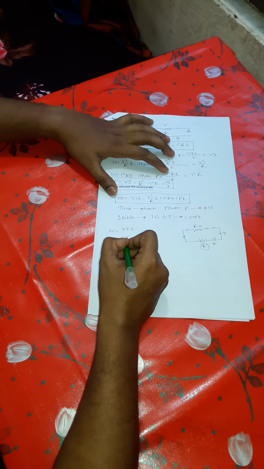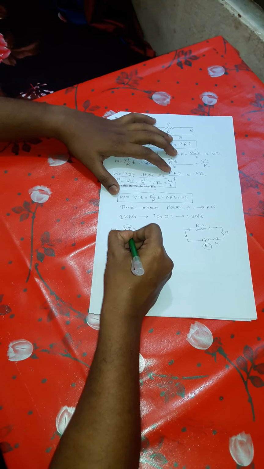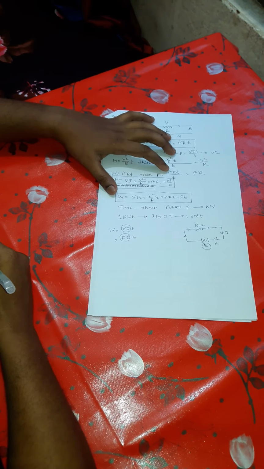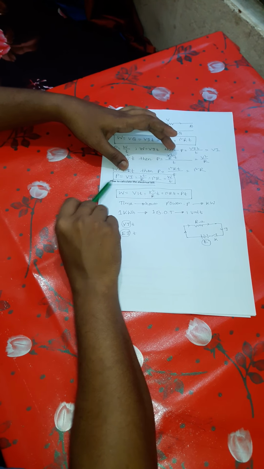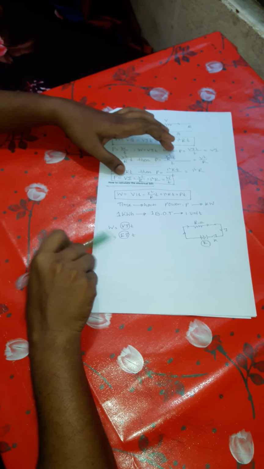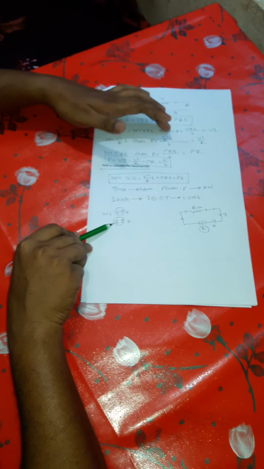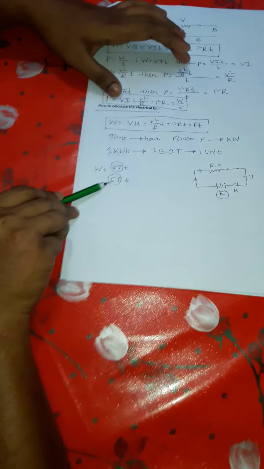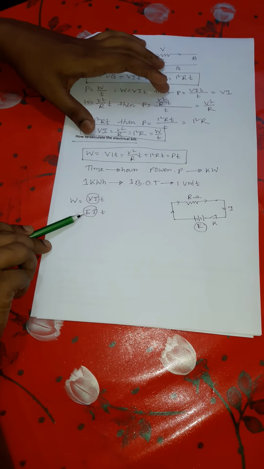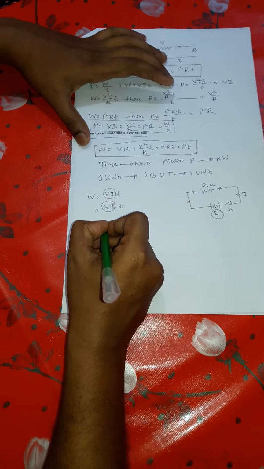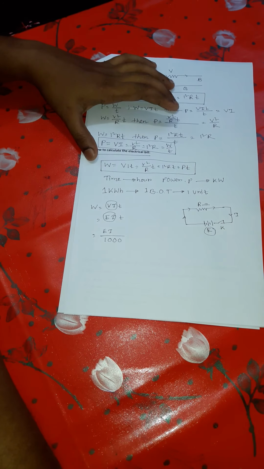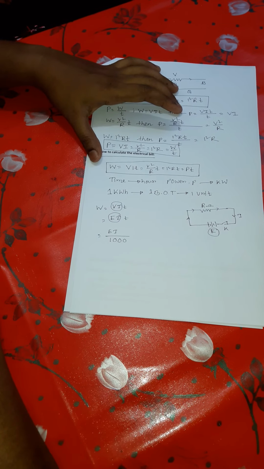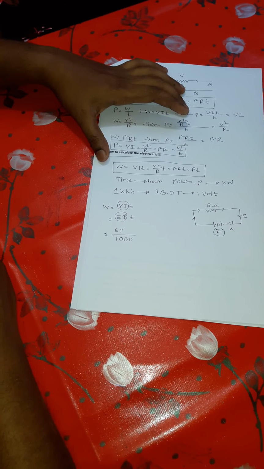You know, boys and girls, this E into I or V into I will equal electric power. The unit of electric power, the SI unit, is watt. But before calculating the electric bill, you need to convert this power P in terms of kilowatt. So to convert this into kilowatt, E into I is divided by 1000, because you know that 1000 watt will equal 1 kilowatt.